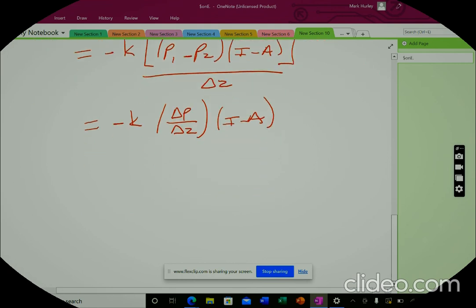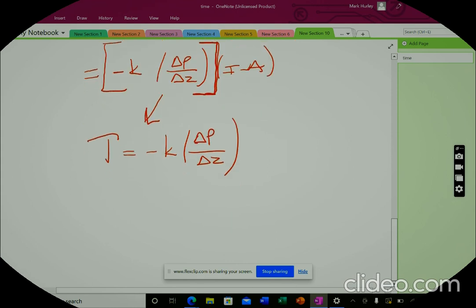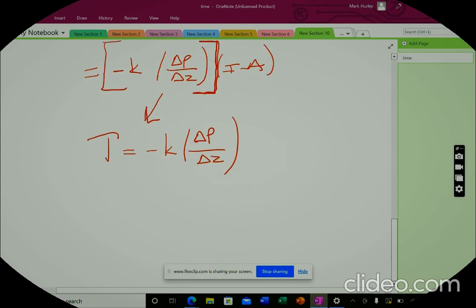Now we're going to define this quantity right here, from here to here. We're going to define this as tau. It's a new variable, equal to negative K times delta P over delta Z. What this represents is the potential for transmission of thermal energy into the concrete or the material.